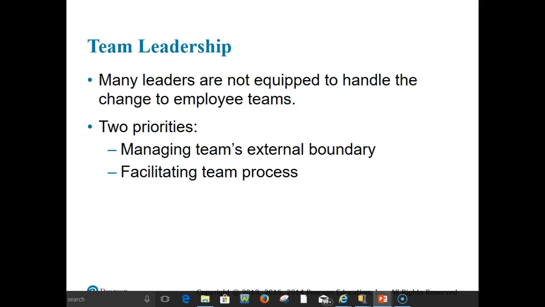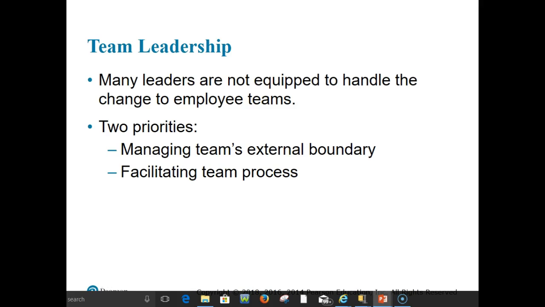Now, because leadership is increasingly taking place within a team context and more organizations are using work teams, the role of the leader in guiding team members has become increasingly important. So the role of team leader is different from the traditional leadership role.